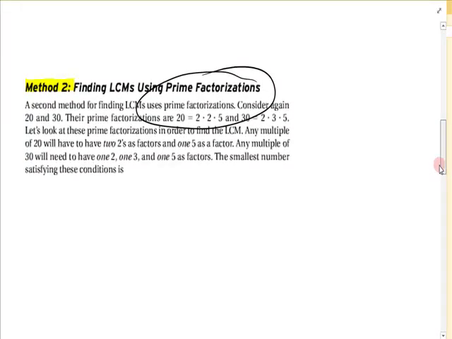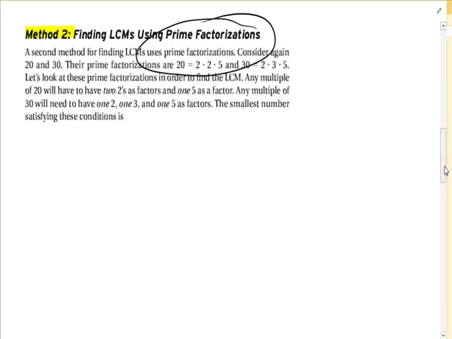The second method is to use prime factorizations. Now, I have a shortcut method for using this. I will tell you, let's do it the long way and then I'm going to show you the shortcut. Let's suppose that we're trying to find the least common multiple of 20 and 30. All right. Well, if I'm going to use this method called prime factorization, I have to get the prime factorization.